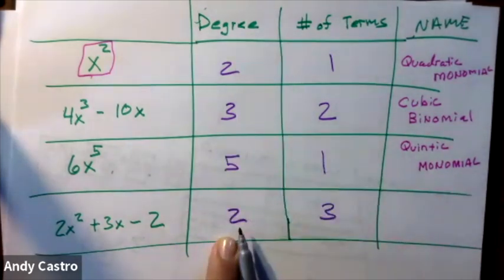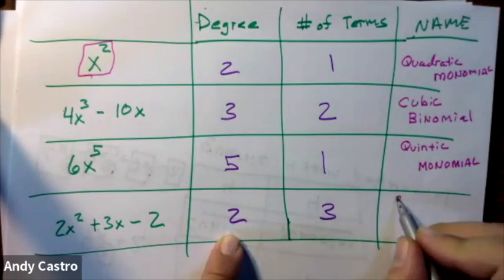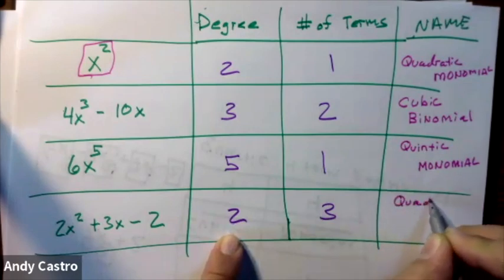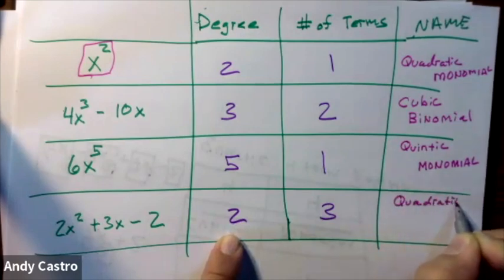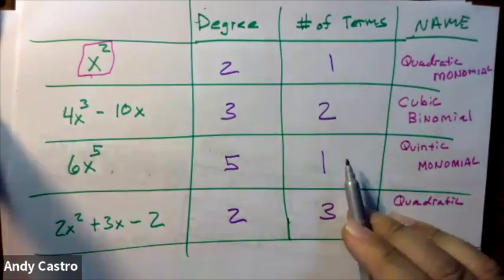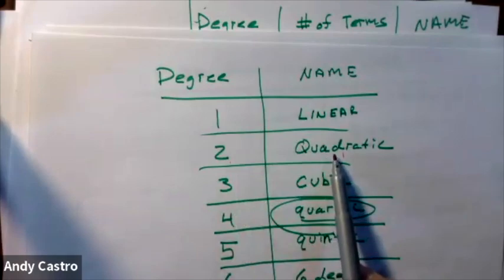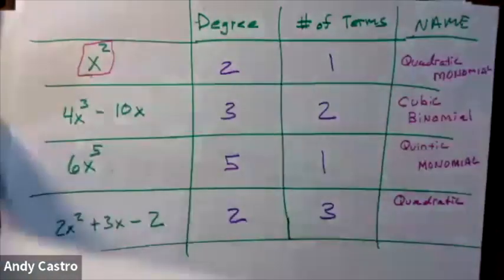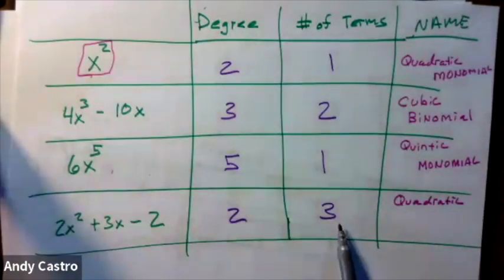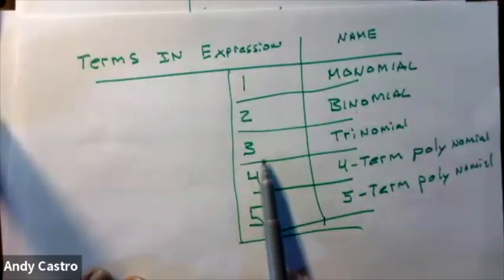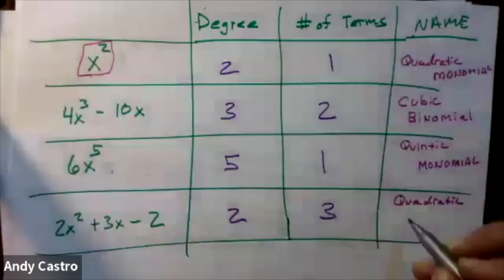Here we have a degree 2. So degree 2 means quadratic. Oops, I forgot to show that to you. Degree 2 means quadratic. Now I have 3 terms, and 3 terms is trinomial.